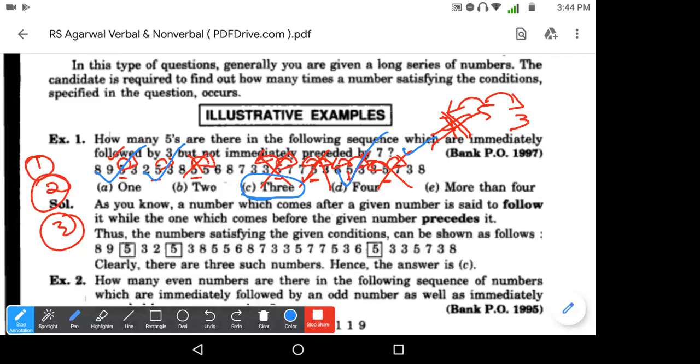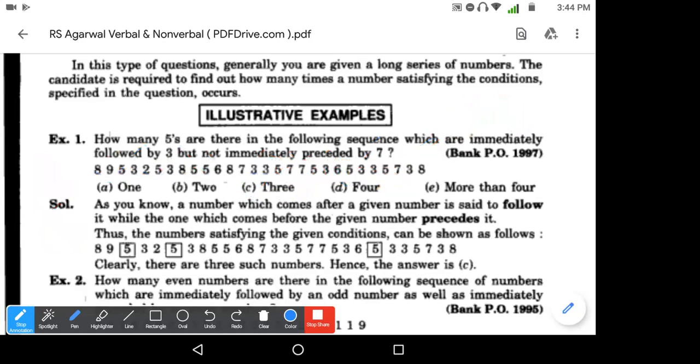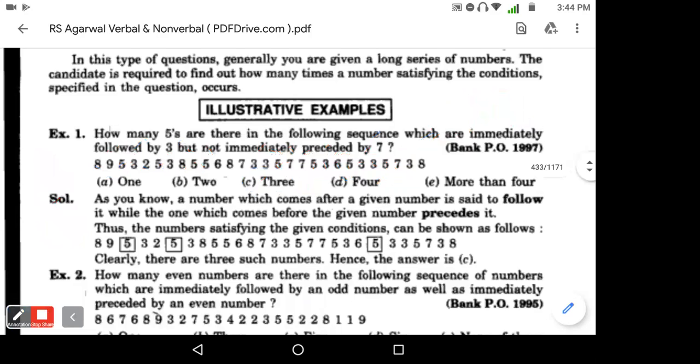Okay. So this is number test. You just have to see the data given and then check with the rule or condition given and solve the problem. I hope everybody is able to follow that. Now, let's go to the next question.